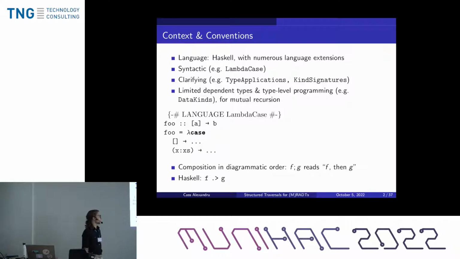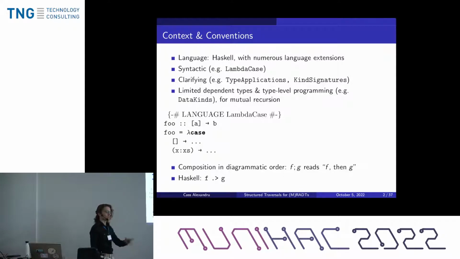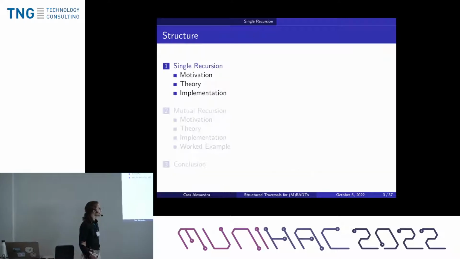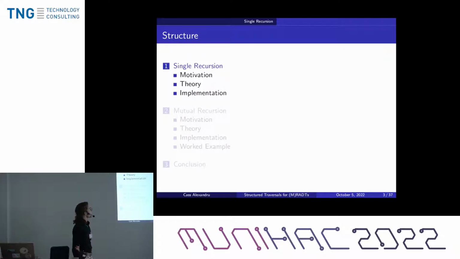And I will also be writing composition in diagrammatic order, which means basically F before G, because there will also be diagrams with arrows, and I just find it more legible to have function composition go from left to right. Okay, so we will first look at the case of single recursion and then generalize.